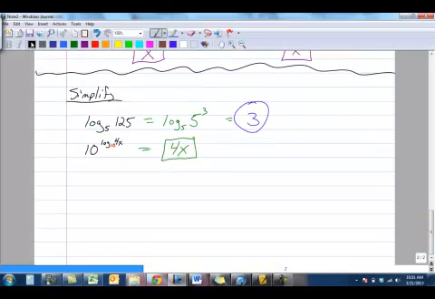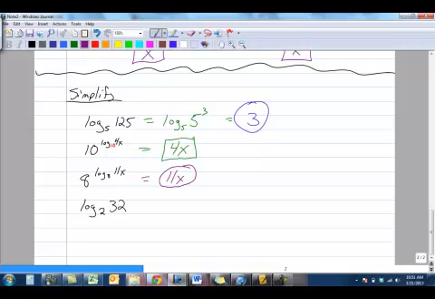Let's try two more. Try these yourselves. 8 to the log base 8 of 11x. Try that one. And then try log base 2 of 32. All right, try those two yourselves. Go ahead and press pause if you need to, and then come back and I'll walk you through it. All right, 8 to the log base 8. 8 to the log base 8 cancels. Our answer is 11x. That's it. The answer is 11x. Base 8 raised to the log base 8 are enemies.